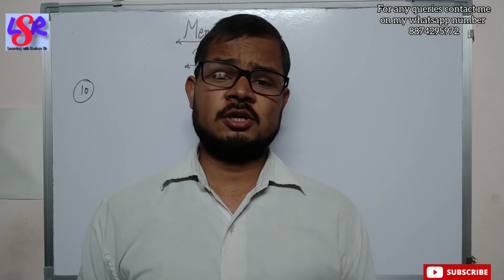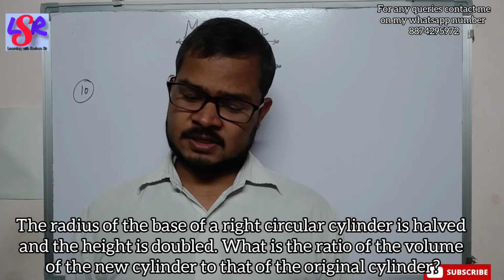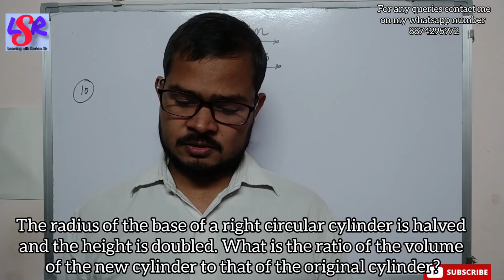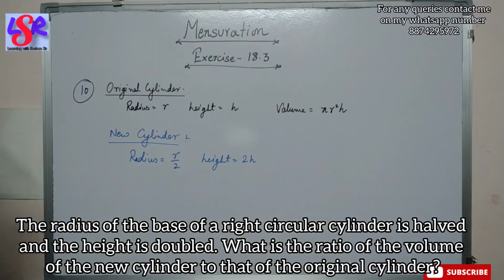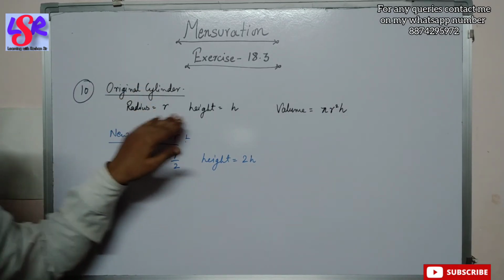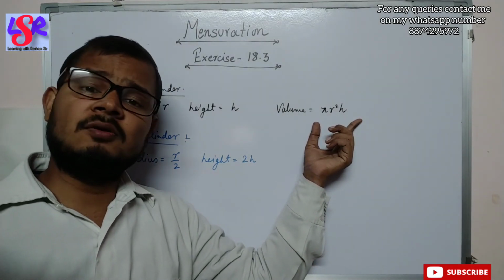Now let's see question number 10. Here in question number 10 we have the radius of the base of a right circular cylinder is halved and the height is doubled. What is the ratio of the volume of the new cylinder to that of the original cylinder? Now here in this question, let the original cylinder have the radius r, height h, and the volume will become pi r square h, as the formula for the volume of a cylinder.